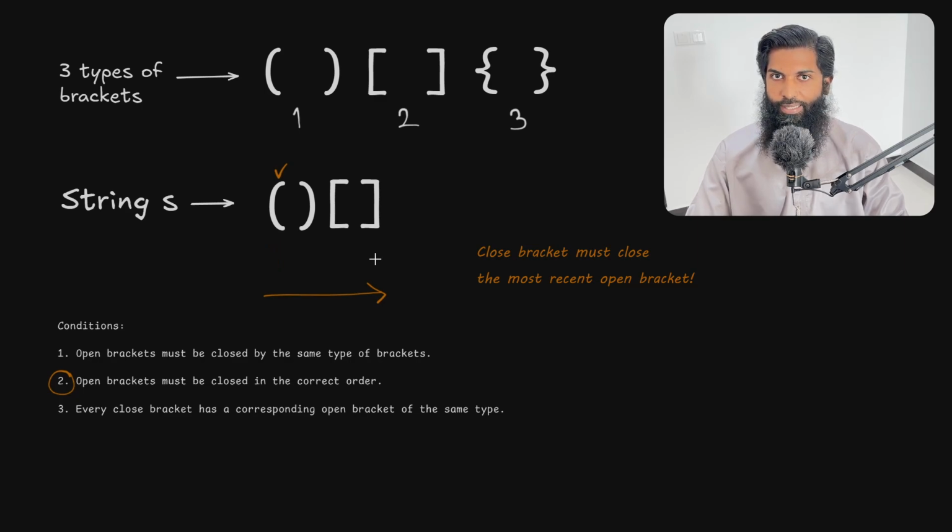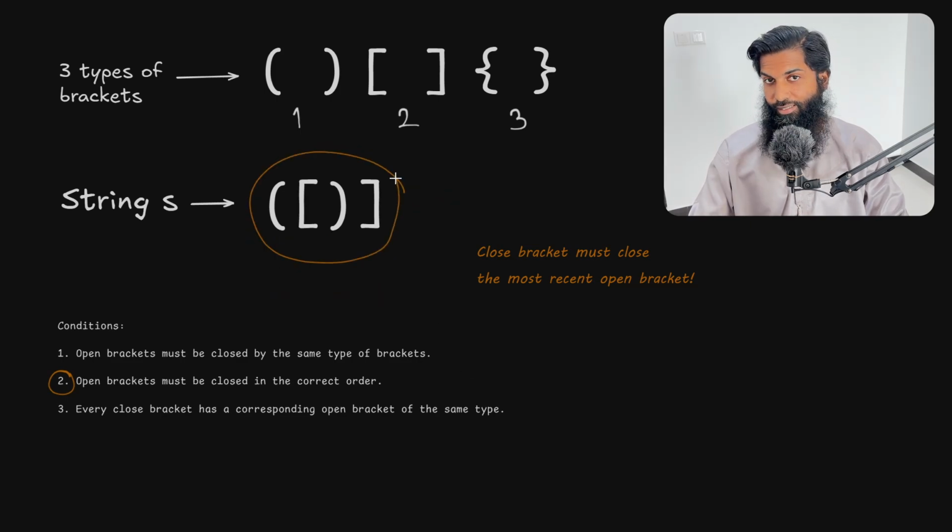Then the other close bracket in this example is close bracket of type 2. And at the time of reaching this close bracket, the most recent open bracket that we have encountered is this open bracket. The close bracket that we have encountered is of type 2, and the most recent open bracket that we have encountered is also of type 2. And therefore, we can conclude that this open bracket is also closed in the correct order. Since both open brackets in this example are closed in the correct order, we can conclude that condition number 2 is satisfied for this example.